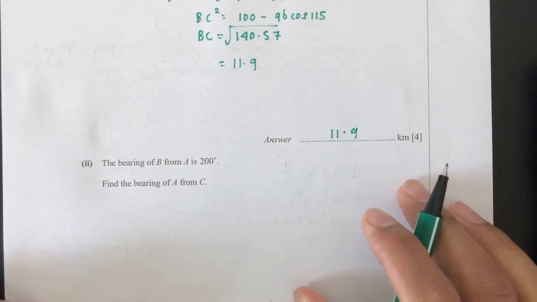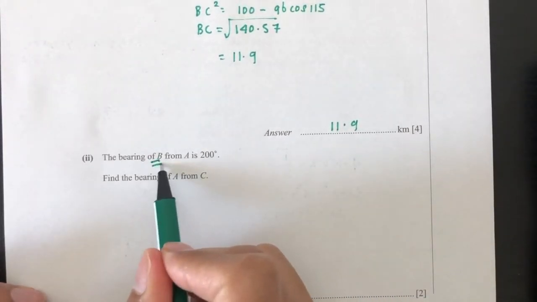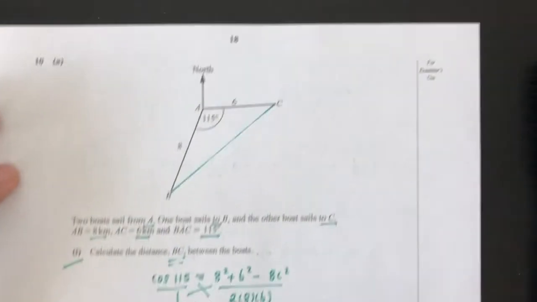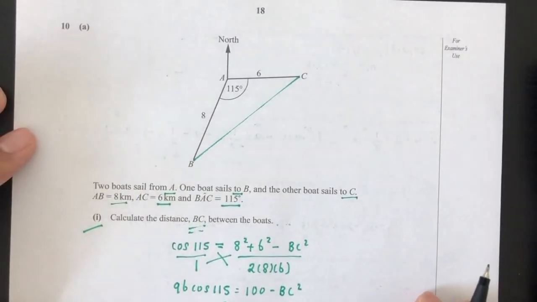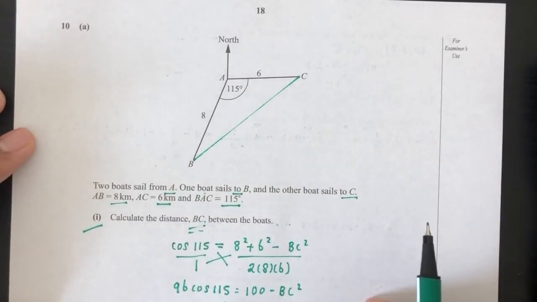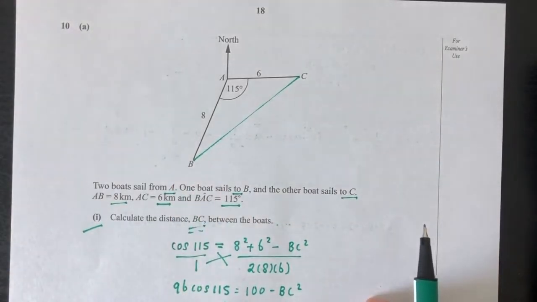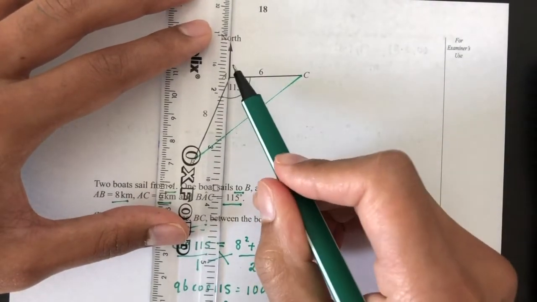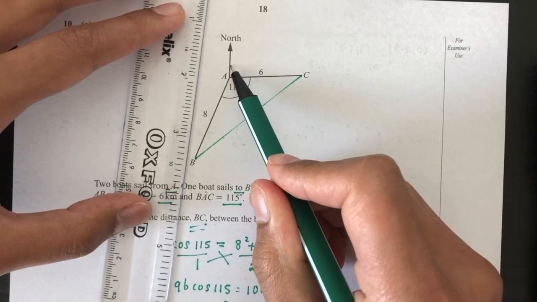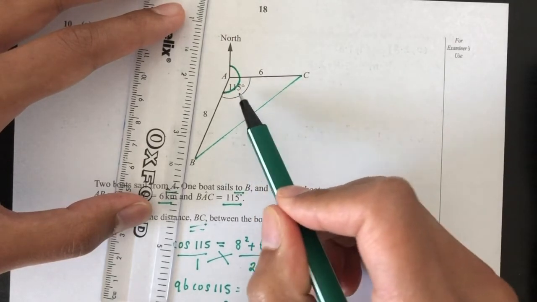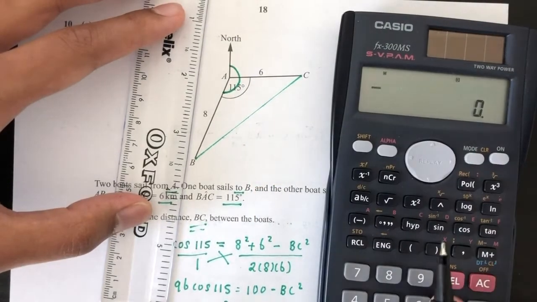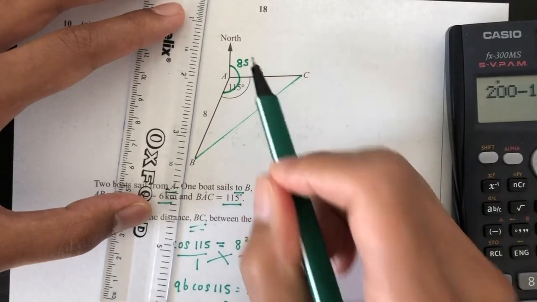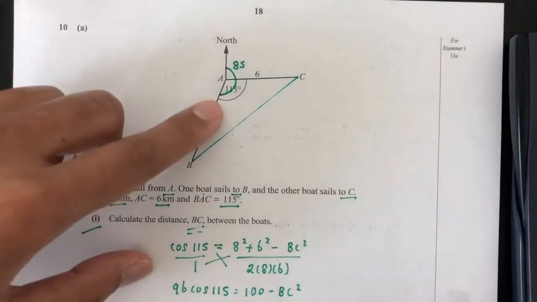This is part 1. And part B, the bearing of B from A is 200. So the bearing of B from A is 200. So this angle here will be 200, which means this one is what? 200 minus 115, that will be 85. So the bearing of C from A will be 85 for this small one.